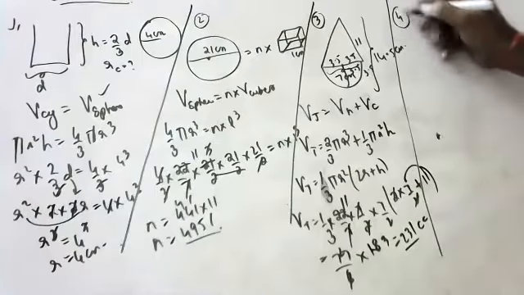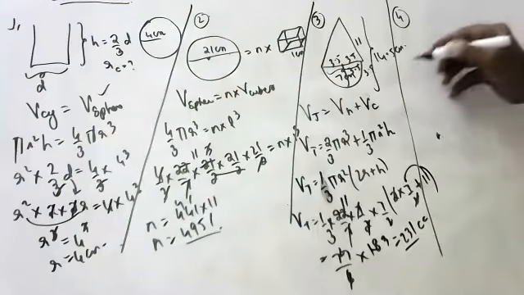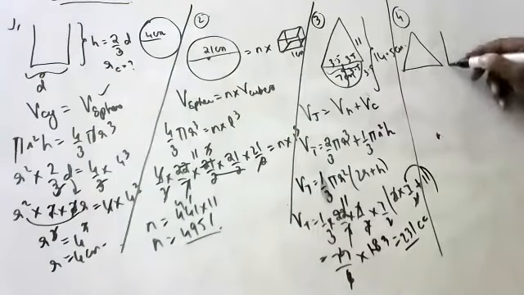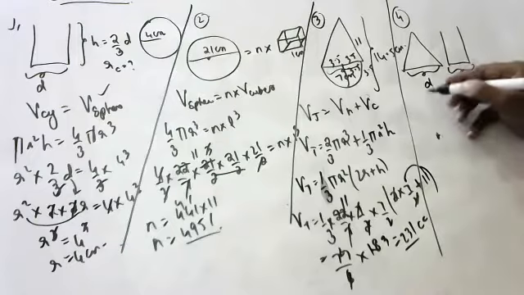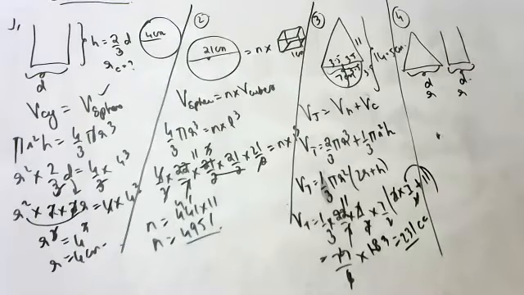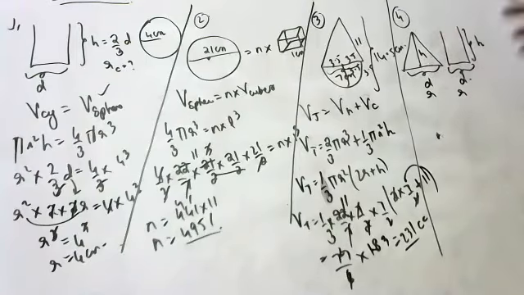Anush? Yes, sir. I'll tell the formulas now. A right circular cylinder and a right circular cone have equal bases, meaning equal diameter. Equal diameter means equal radius. That is the meaning. A right circular cylinder and a right circular cone have equal bases and equal heights.